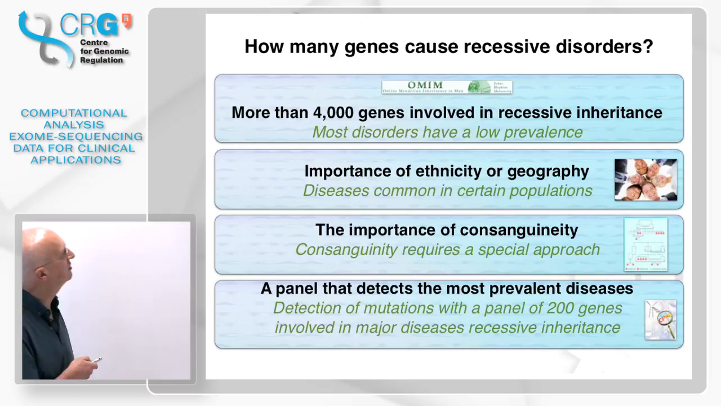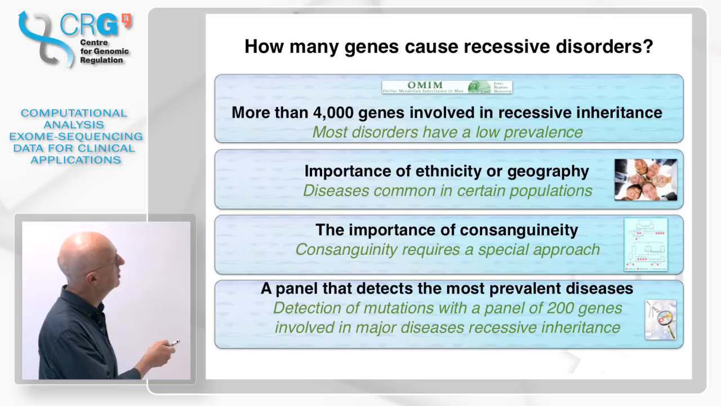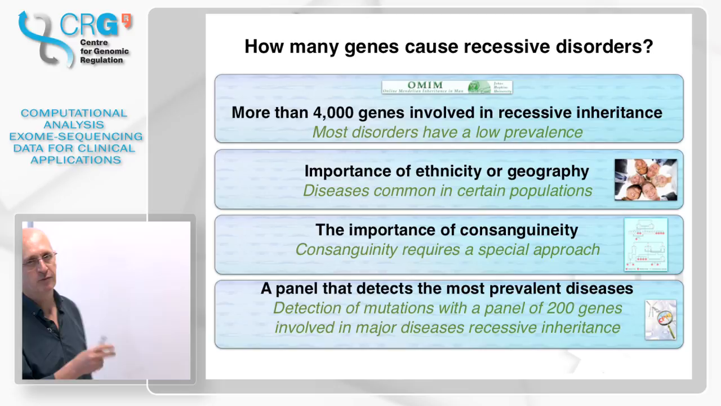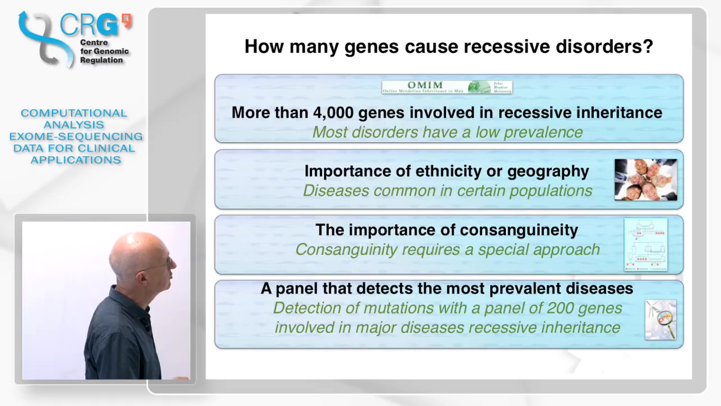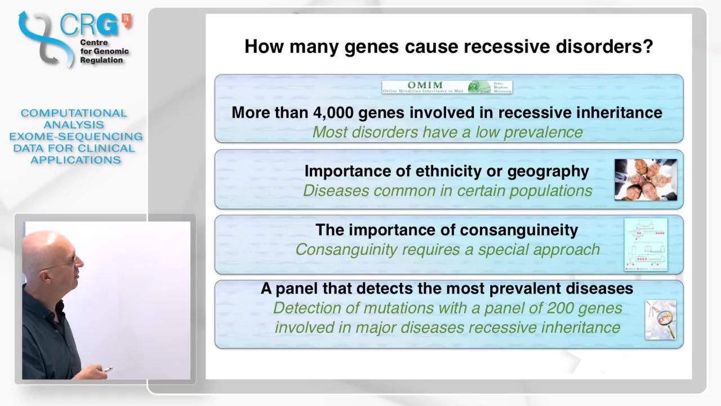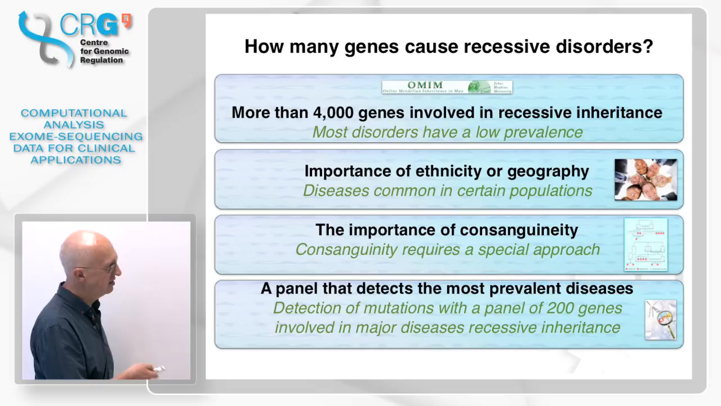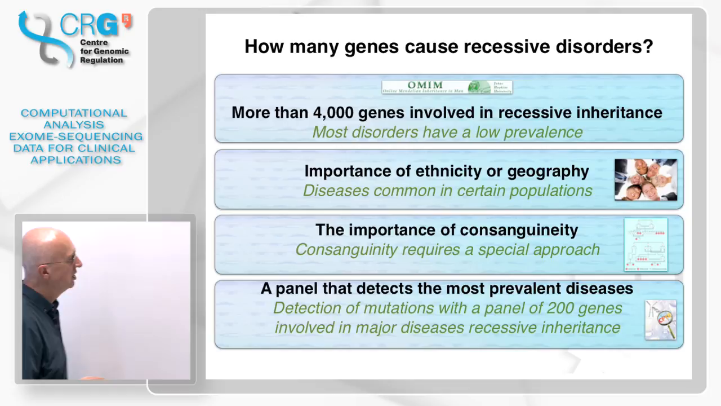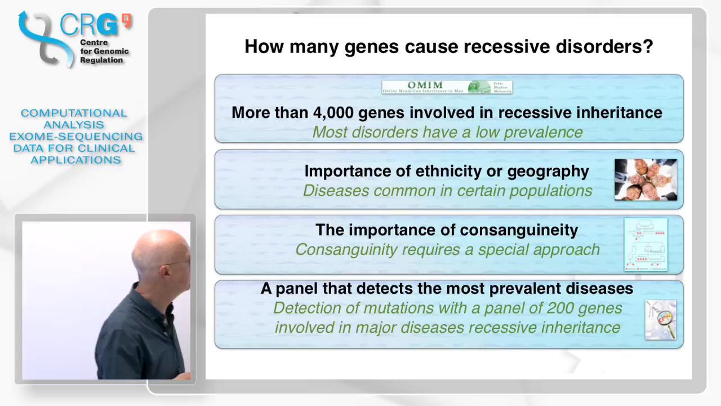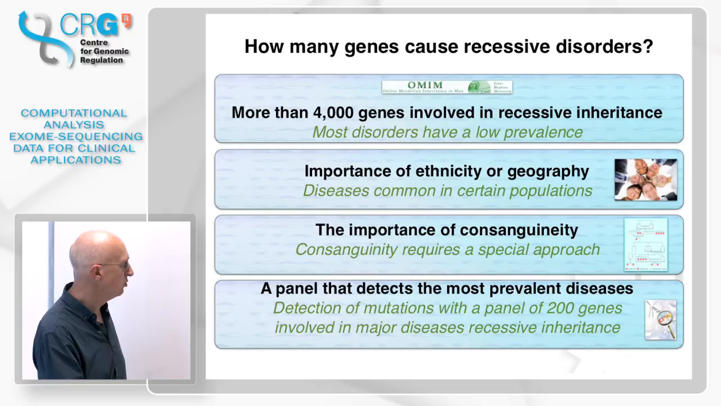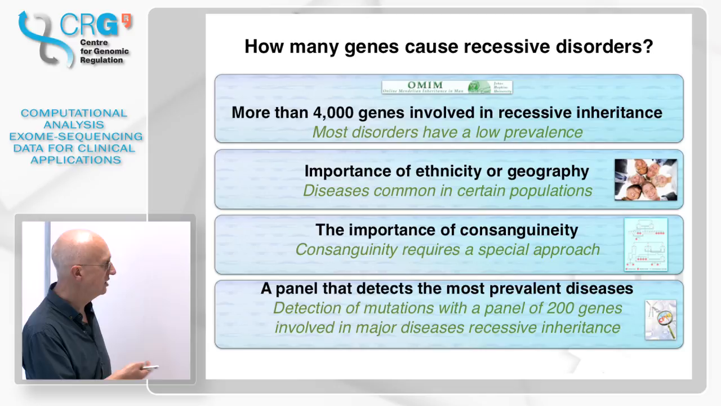So if we wanted to characterize in a given couple all the recessive disorders, our target of what is known is more than 4,000, and this is increasing, maybe now 5,000 and so on, that are involved in autosomal recessive inheritance. Most of them have a low penetrance. As I mentioned, there is the issue of ethnicity and geographical areas, and the importance of consanguinity, because in many cases consanguinity can be detected. And then the ideal situation would be to use a panel that detects the most prevalent disorders, and especially the ones that will have major consequences from the point of view of the phenotype.